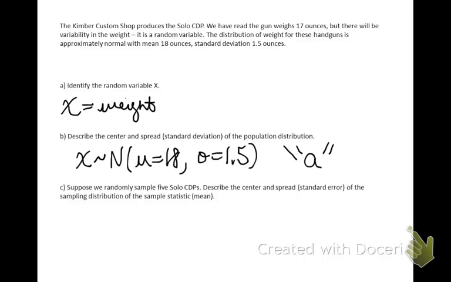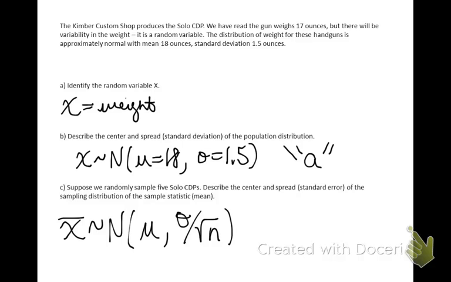Suppose we randomly sample 5 solo CDPs. Describe the center and spread, standard error, of the sampling distribution of the sample mean. Well, the sample mean is X bar, and by the central limit theorem, it's normal with a center at mu and standard error sigma over the square root of n. We know mu, we know sigma, and we know that they had 5 of these solo CDPs. That's our sample size n.